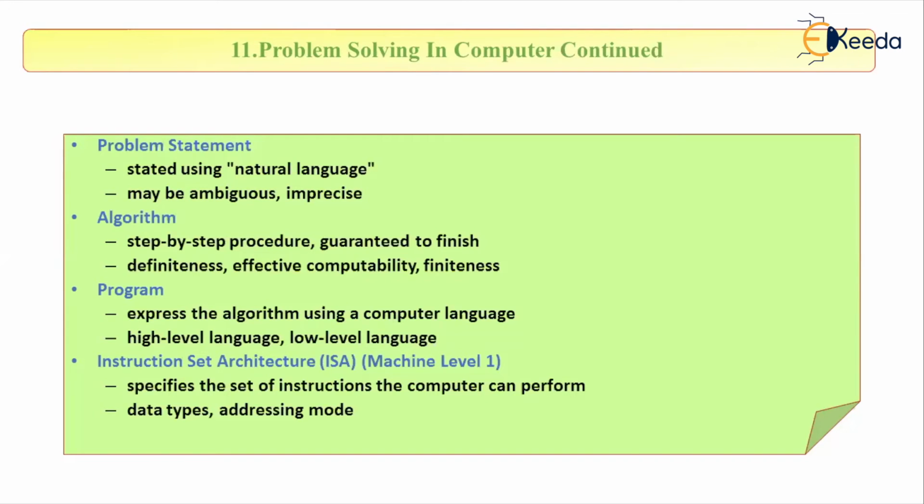The second one is algorithm. Step by step procedure guaranteed to finish. Definiteness, effective computability, and finiteness. Now, let us consider the step-by-step procedure. Okay, you all would be having a Facebook account. Your Facebook account first has your login and then your password.